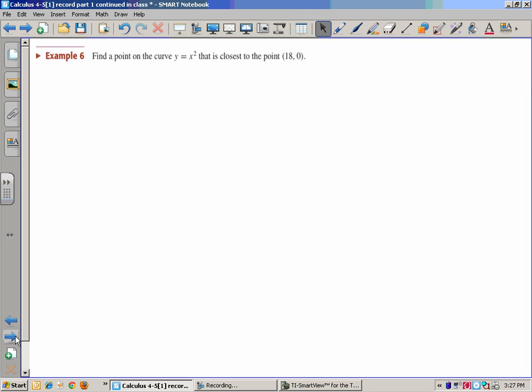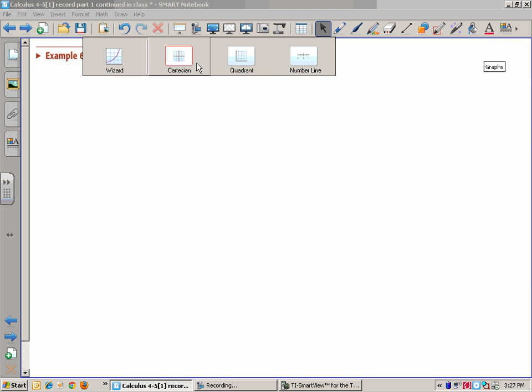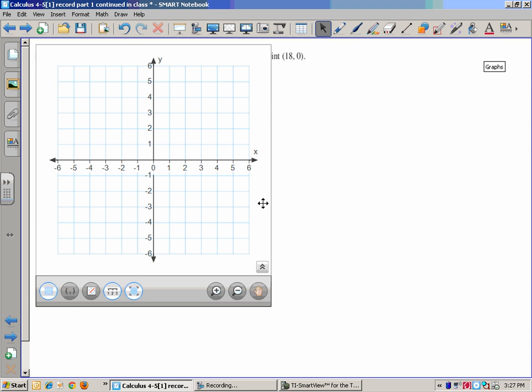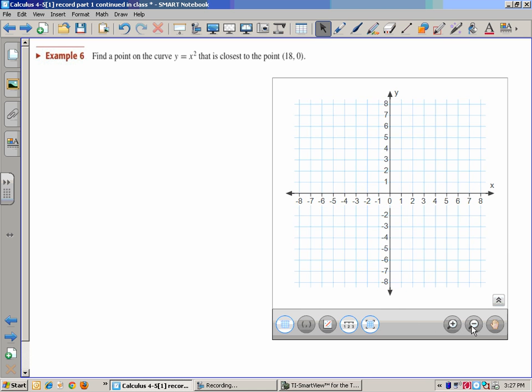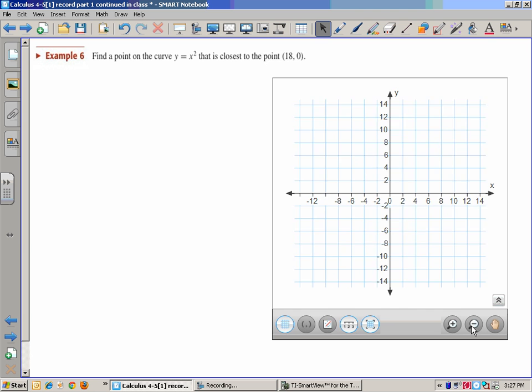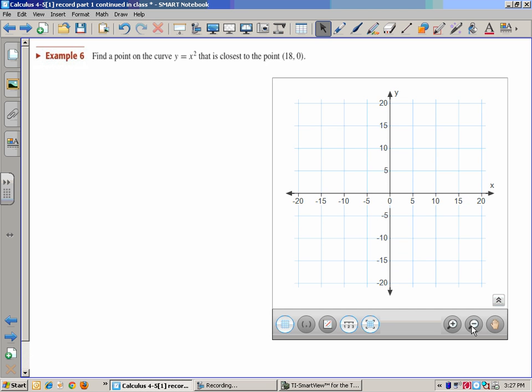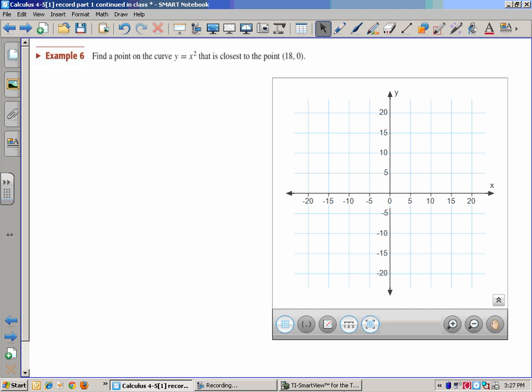Okay, find a point on the curve y equals x squared that is closest to the point (18, 0). All right, so you're going to need a picture. So let's go ahead and pull up a picture first so we can graph this. And we're going to want to use this. So I'm now going to zoom out. And then we're going to pause, and you're going to attempt to graph this on your own and see what you get. So go ahead and pause now.